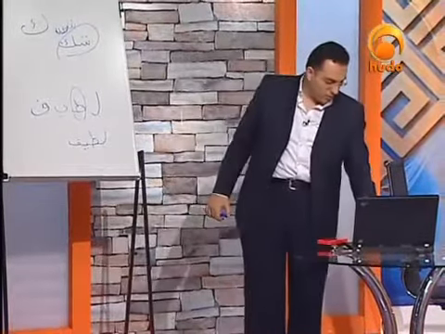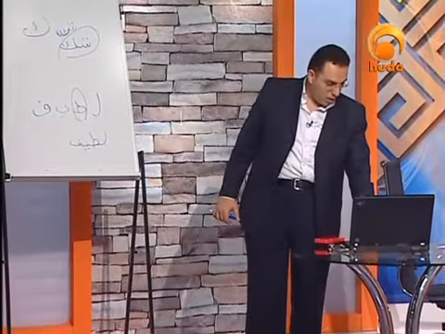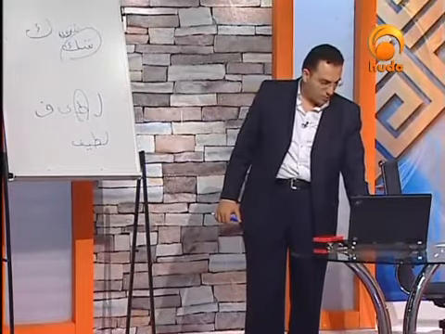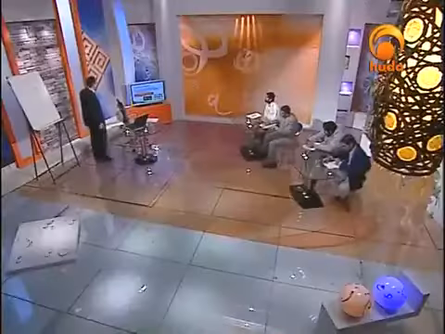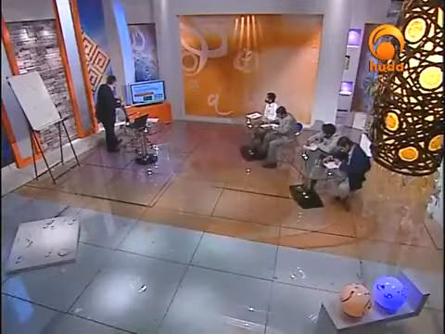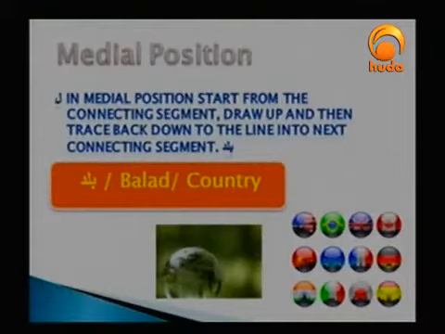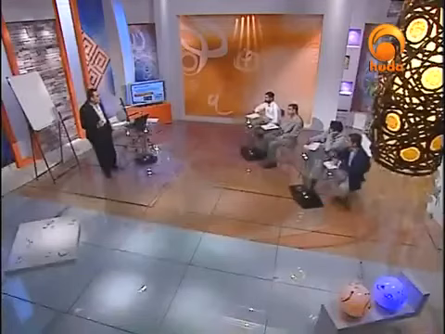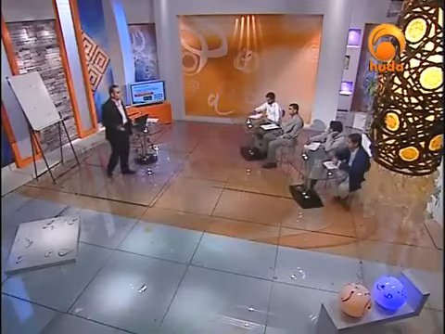Okay, how about the medial position? When it comes to medial position, it's always connected. In medial position, start from the connecting segment, draw up, and then trace back down to the line into the next connecting segment, like, for example, ballad. Do we say ballad or ballad? We don't say ballad, and you know why? Because we don't have a vowel here. When we say ballad, we don't have a vowel. But when we say ballad, what is a vowel? A vowel, Usama, is another segment in language.